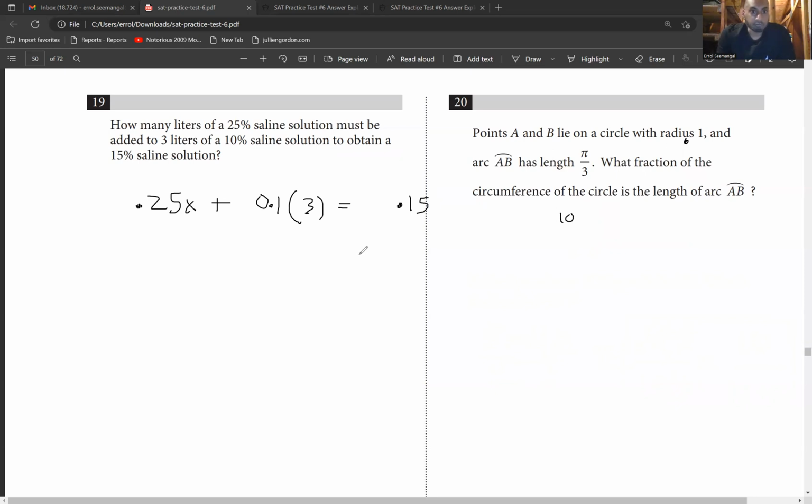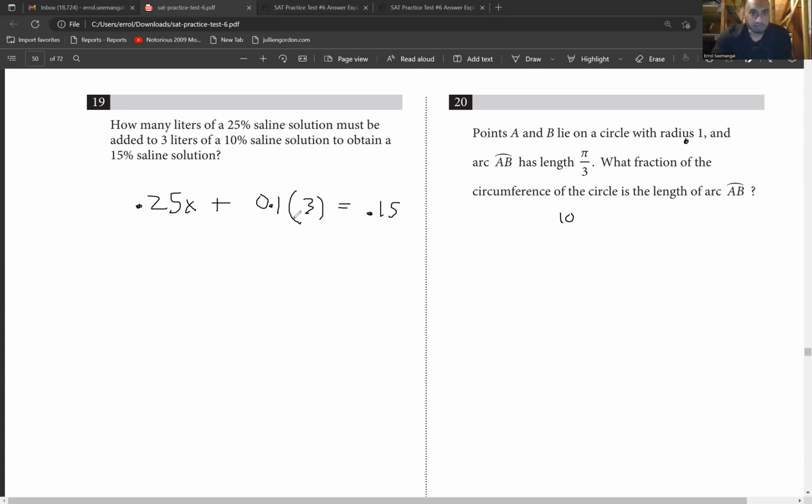How many liters of a 25% saline solution must be added to 3 liters of a 10% to obtain a 15% saline solution? Got the percentage times the variable, percentage times variable, percentage times variable. Well, the variable on this one would be 100%. No? 0.15. So we just solve for x. Yeah, that's what I was thinking.